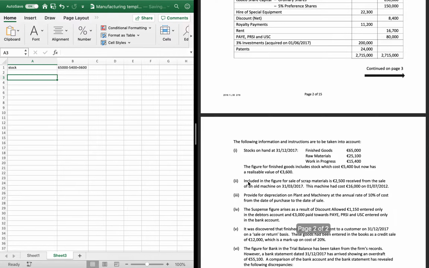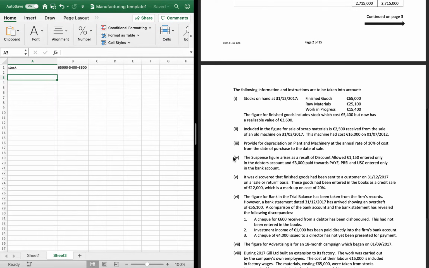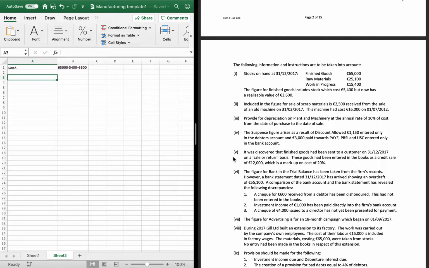Working 2: included in the figure for sale of scrap material is 2,500 received from the sale of an old machine on the 31st of the 3rd. The machine had cost 16,000 on the 1st of the 7th, 2012. So what we need to do is tie that in with the depreciation of machinery working, which is the next one down. So these two go together.